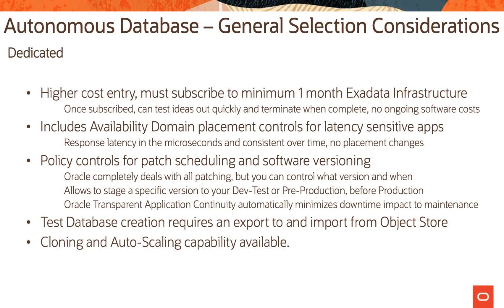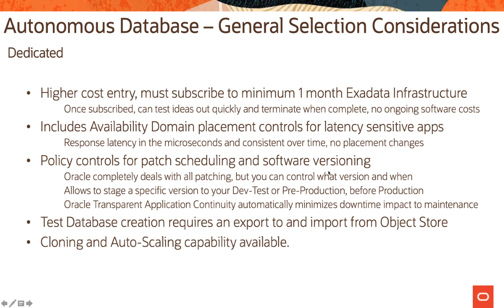When it compares with dedicated, it is definitely a higher cost entry, and users must subscribe to a minimum of 1 month of Exadata infrastructure. Once subscribed, you can test out ideas quickly and terminate when you complete. So no ongoing software cost. It includes availability domain placement control for latency sensitive applications. So response latency is in microseconds, and it is consistent over time. So there are no placement changes.